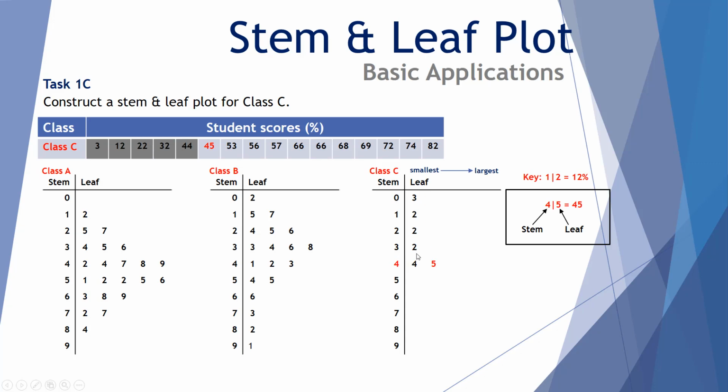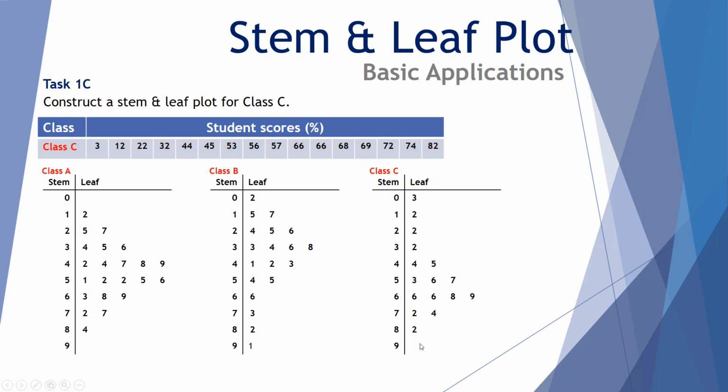Again, put our smallest number nearest the stem, and we go further out to the right for our larger numbers, the leaf. A 5 and a 3 for 53, followed by a 5 and a 6 for 56, and a 57, 66 once, 66 twice, 68, 69, 72, 74, and 82. And there we have our completed stem and leaf diagrams for Class A, B, and C.